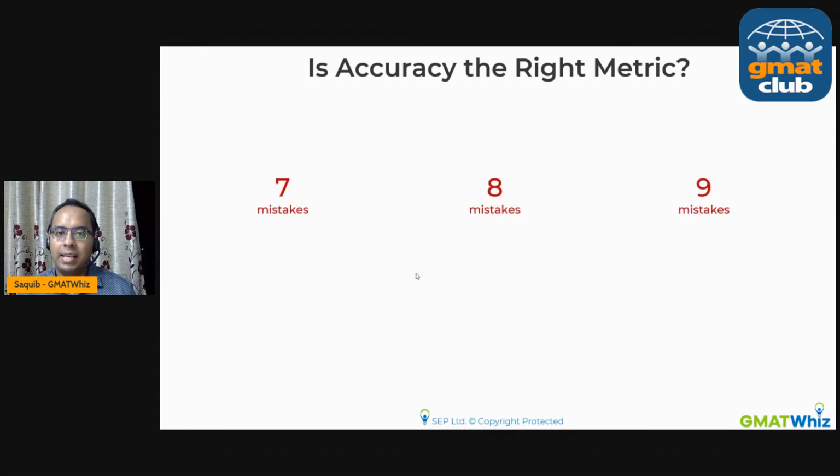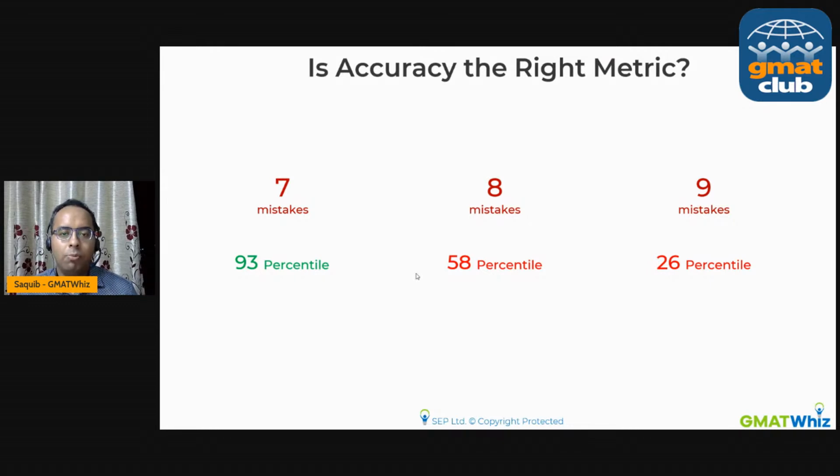to consider the mistakes as the right metric. A lot of students who are in the initial prep phase ask me this question: how many questions can I get correct or incorrect to get a V40 or a Q50? And I tell them, hey, it doesn't matter, don't look at the number of mistakes. If I tell you the number of mistakes, that's kind of misleading.